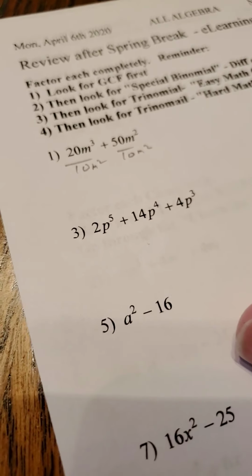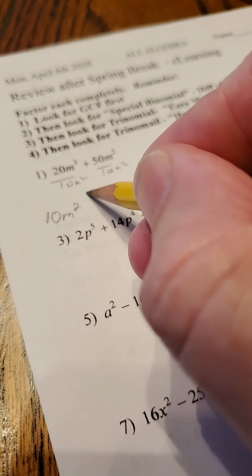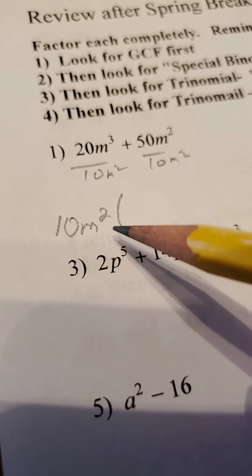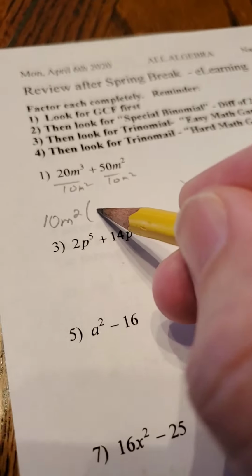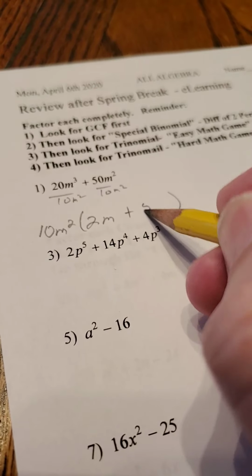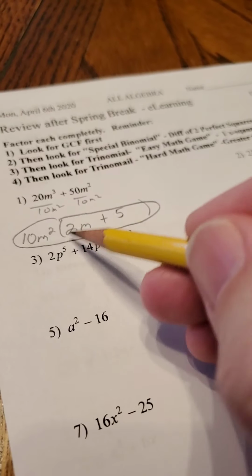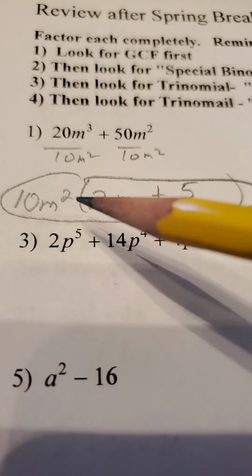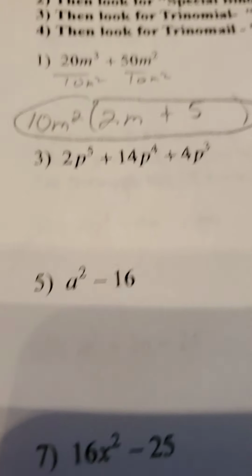Most students like to think of this as division. You pull out or put the 10m squared or the GCF out front, and then whatever you get when you end up dividing is what goes into parentheses. We need a 2 and an m plus a 5, no m. The way you check this is you just distribute, and you should end up with the original problem. 20m to the third plus 50m squared.